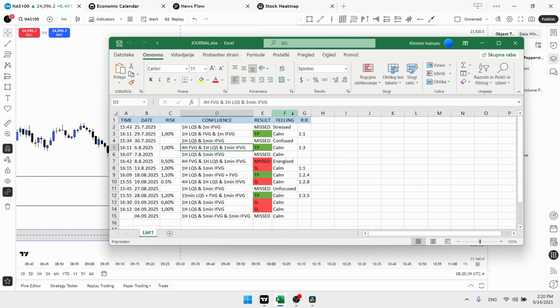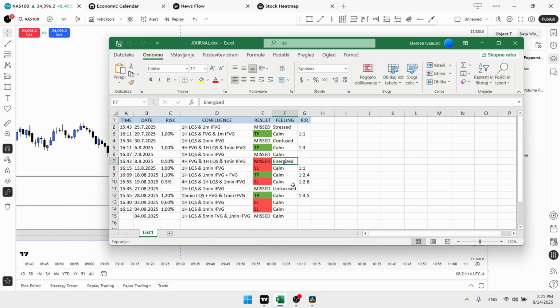After that, we have feeling. So this is kind of irrelevant, but it's still a good thing to know. For example, you can see when I missed the trade, I was stressed. When I hit take profit, I was calm. In most cases I was calm, because that's what you have to be as a trader. Whether you miss, hit stop loss or take profit, you have to be calm in all cases. Missed, unfocused, missed, energized. In most of the cases when I missed a trade, I was confused or unfocused or energized.